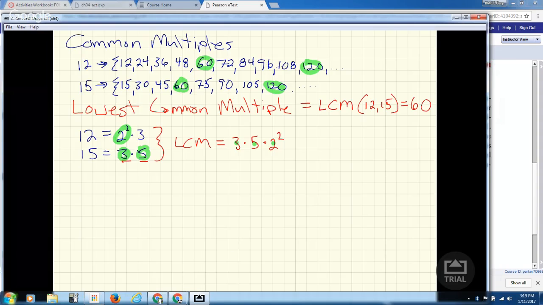And it turns out what I want when I do that, and we'll see this as I do more examples, you end up with the highest power of each prime present. That's my claim. I'll test that claim in a minute. So I think the LCM is the highest power of each prime present.